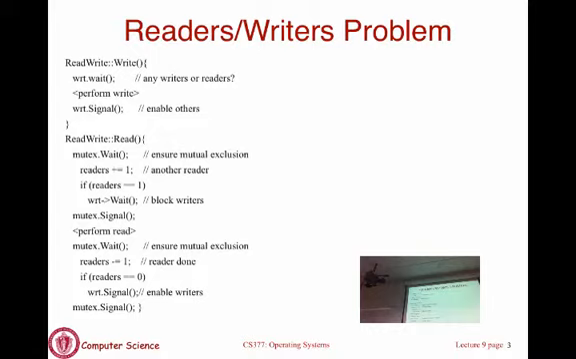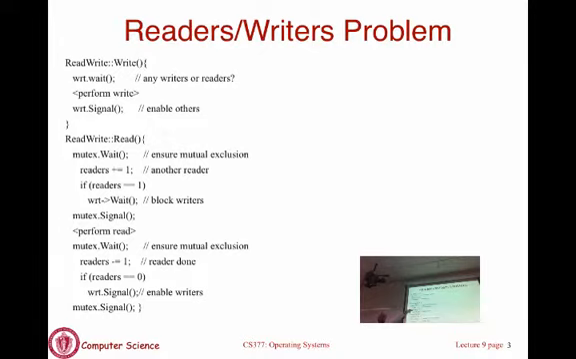Let's say a writer has come along. There are no readers when the writer comes in. The writer goes and starts doing a long write. While the writer is writing, the first reader comes along. It is going to go into the mutex, it will grab the mutex, and it will increment the read count.